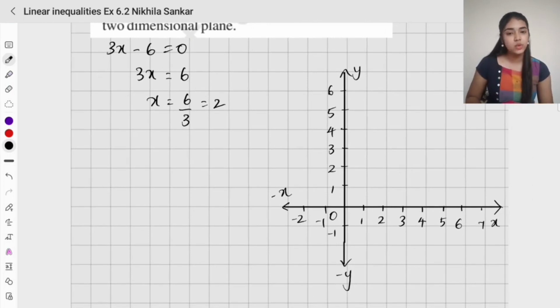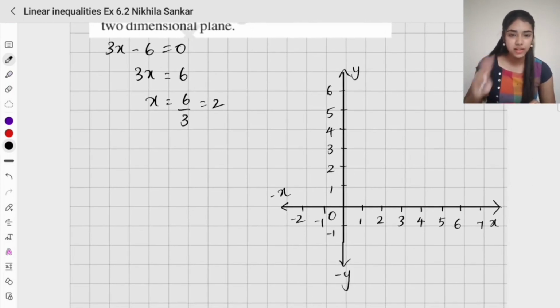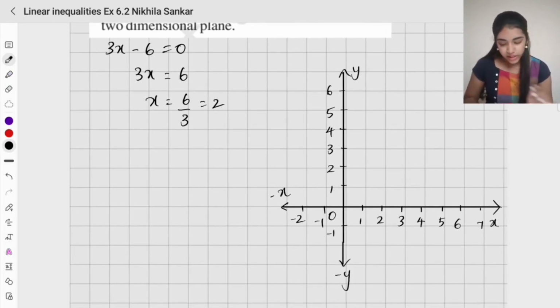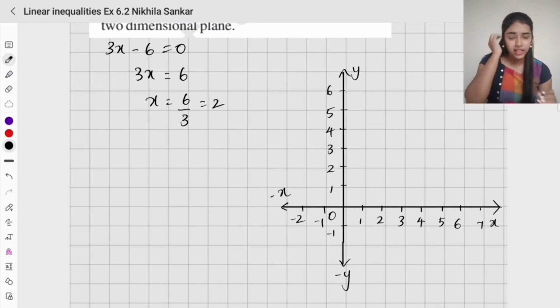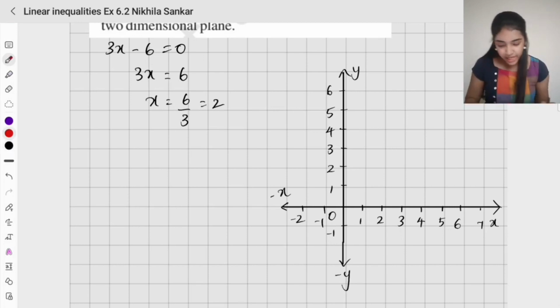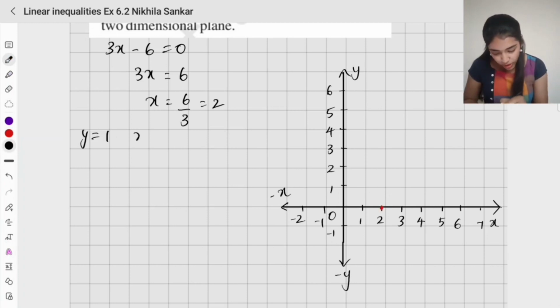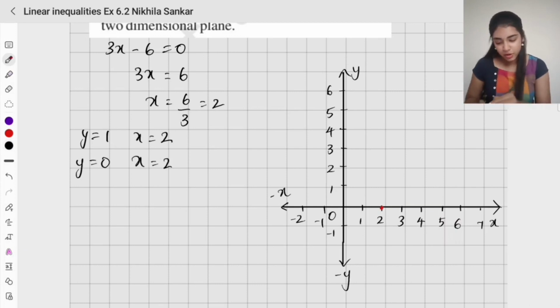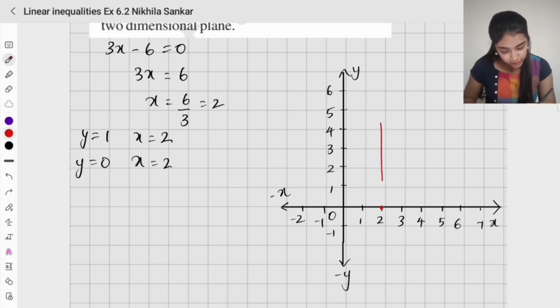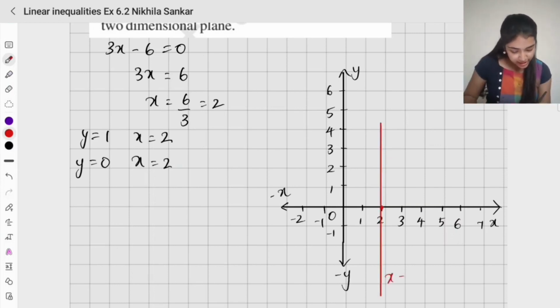We are dealing with only one single variable here. For example, we had two variables earlier. Here we only have one variable. So what is my solution? X is equal to 2. Y can take any value. So how does my graph look? X is equal to 2 is this particular point. And whatever the value of y, when y is 1, x is going to be 2. When y is 0, x is going to be 2. For any value of y, the value of x is going to be 2. So how does my graph look? Something like this. Okay. So this is my x is equal to 2 graph.